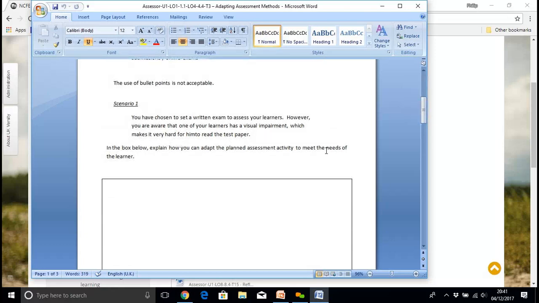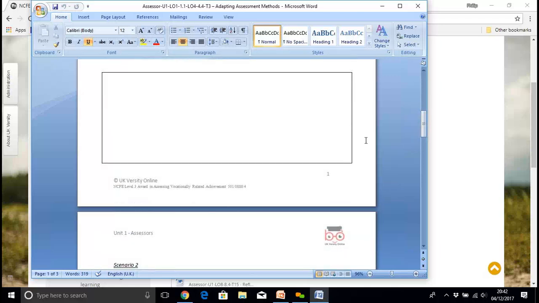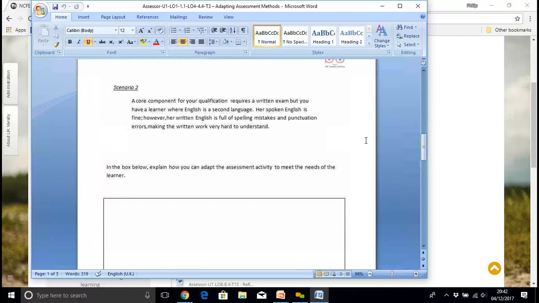So scenario 1, you've chosen to set a written exam to assess your learners. However, you are aware that one of your learners has a visual impairment, which makes it very hard for him to read the test paper. In the box below, explain how you can adapt the planned assessment activity to meet the needs of that particular learner. You'll need to research this and make sure that you give a full account of what you would do to do that.